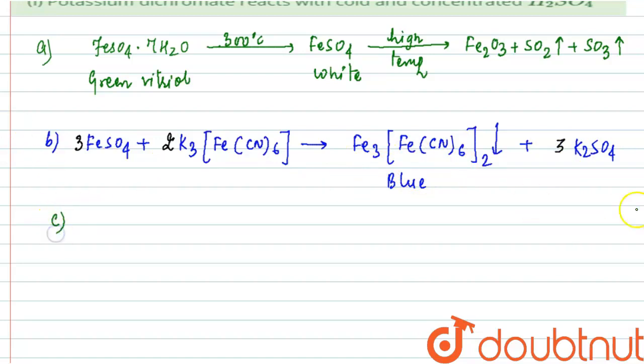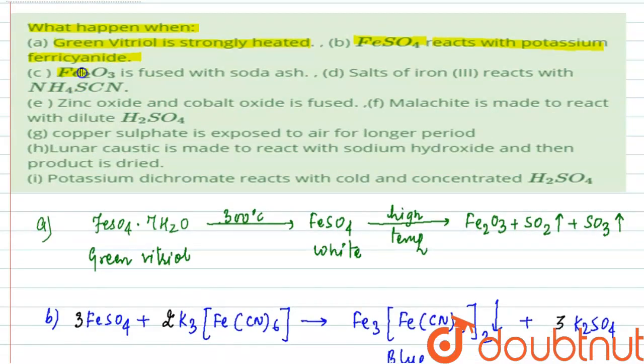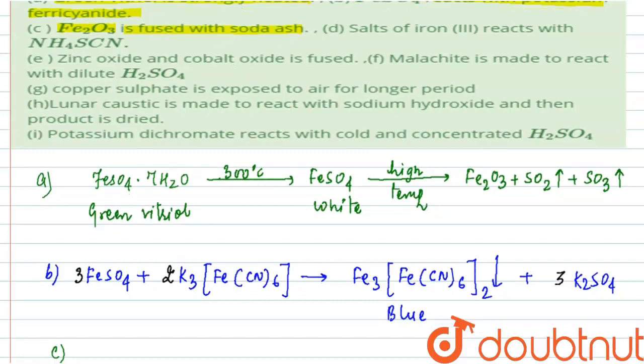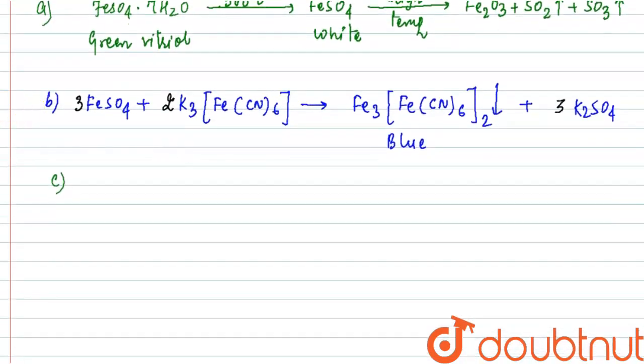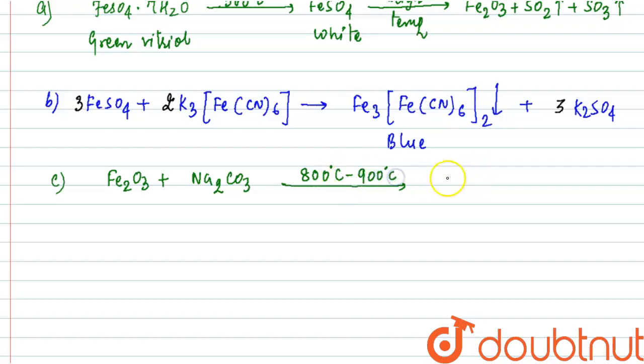Now moving on to the next one in the list. Here we have Fe2O3 fused with soda ash. So we need to find out what happens when Fe2O3, that is ferric oxide, is fused with soda ash. Fe2O3 reacts with soda ash, that is Na2CO3. When this is mixed together and the temperature is maintained somewhere around 800 to 900 degrees Celsius, then we get 2 moles of NaFeO2, which is sodium ferrite, plus carbon dioxide gas.